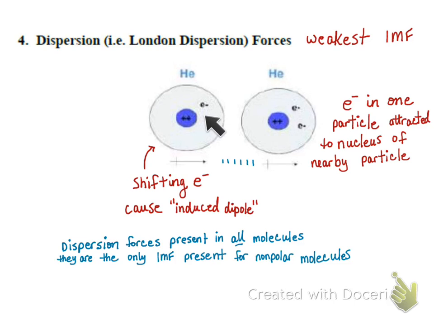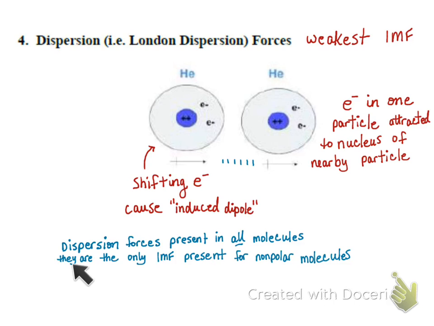But this shifting means that one side is really briefly more electronegative, and it's attracted to the protons, or the positive side, of another particle. And so we draw it with a little dotted line here to show this attraction. Another way to think about it is the electrons in one particle or one molecule are attracted to the nucleus of another. It's very, very small and it's very, very weak. They are present in every single molecule. So if it has electrons, it has dispersion forces.